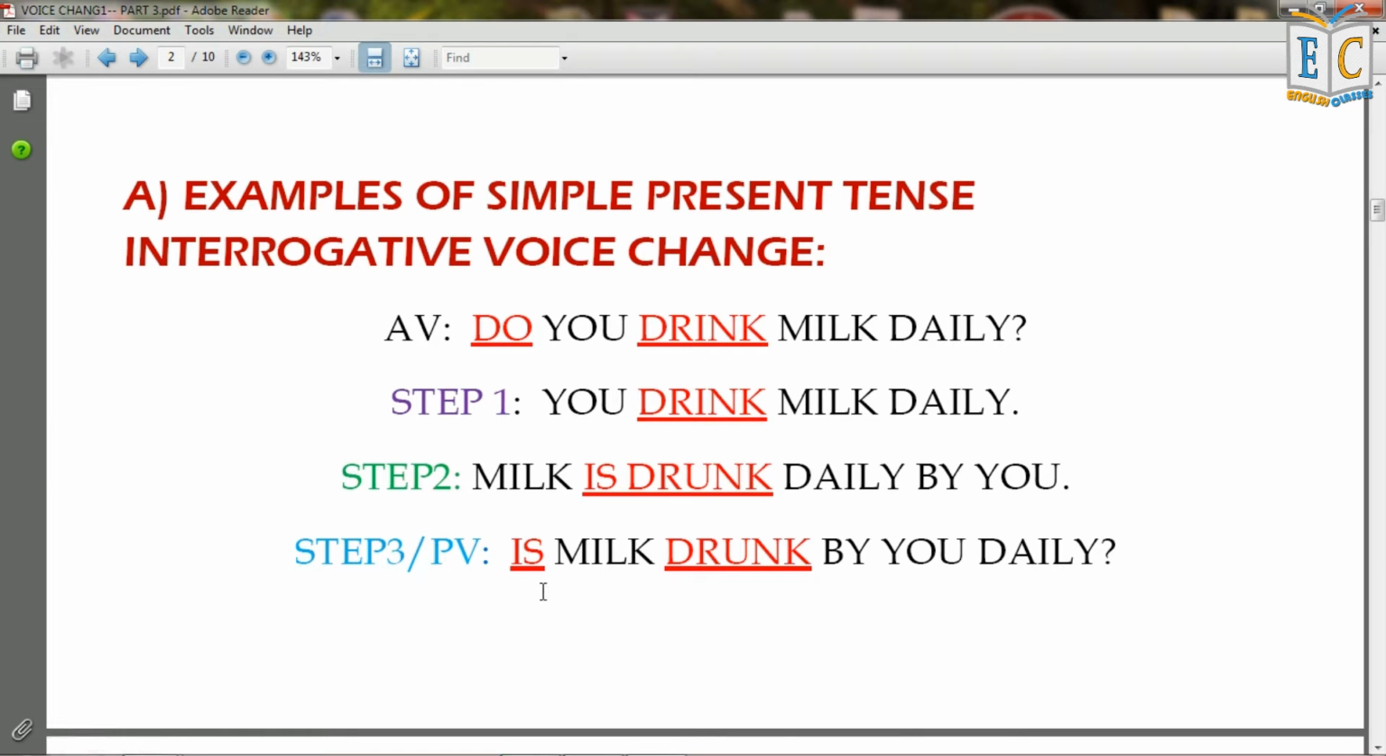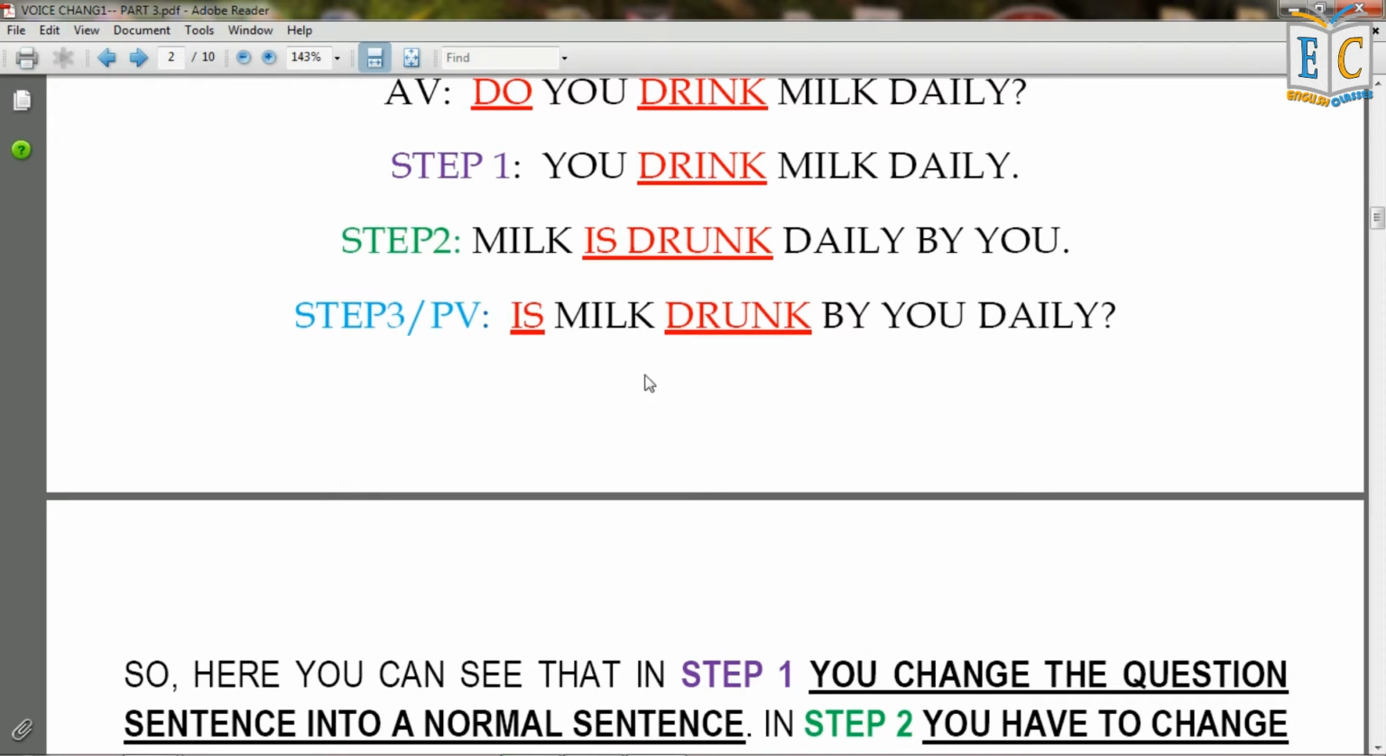In step 3, which is also the passive voice form, you have to change this sentence into a question sentence. So is milk drunk by you daily? This sentence is the voice change of this sentence.